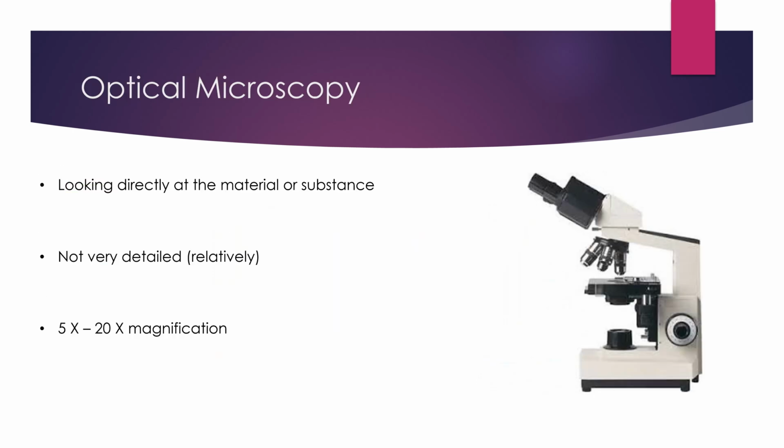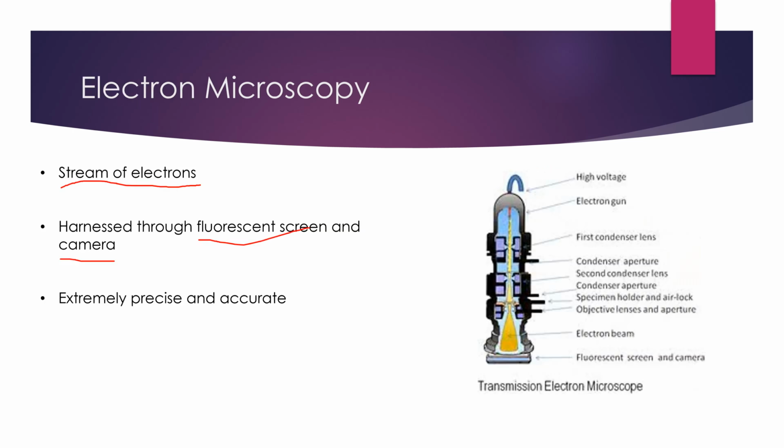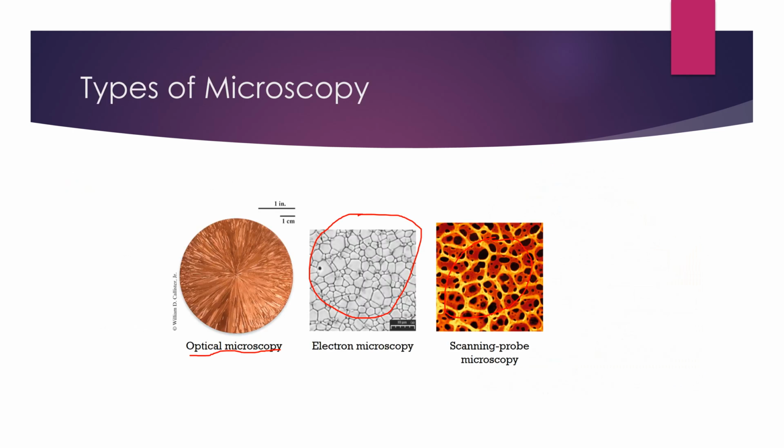The last type of microscopy relevant to this course is optical microscopy. Optical has to do with the eyes and vision, so you actually put your eyes on the eyepieces and look directly at the material or substance. You can adjust the magnification here. Especially in my cellular engineering lab, the optical microscopes that we use range in magnification from 5 times to 20 times, which is still somewhat precise, but the images are not nearly as detailed as electron and scanning. If we go back up to the beginning, we can see a representation of the lack of detail in optical microscopy.